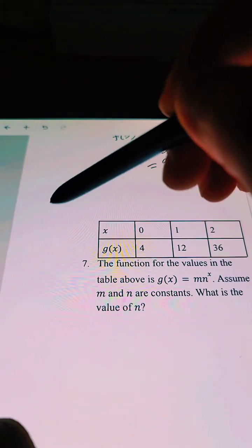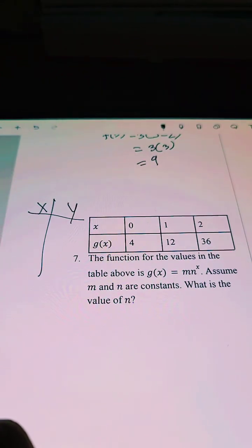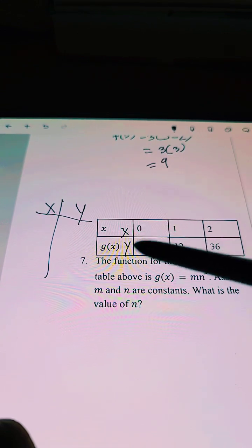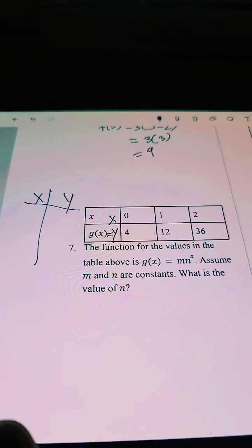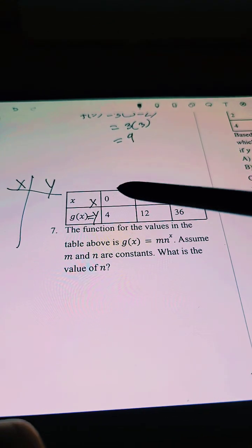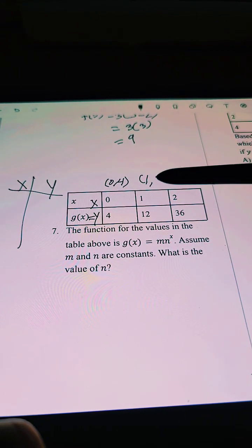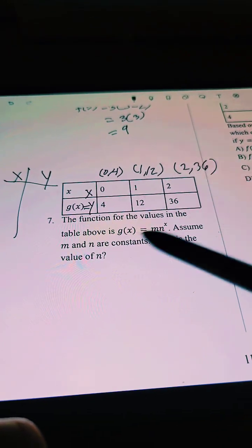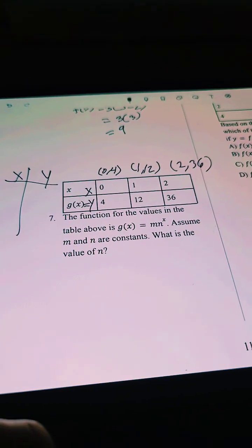This is basically the same thing as these XY tables that you're used to. It's just that it's written sideways. Y just happens to be represented by g of x, which is the easiest way I think for most people to comprehend this. So we have a bunch of points that they've given us: the point 0, 4, the point 1, 12, and the point 2, 36. So we can just plug in values to help us figure out what n is.